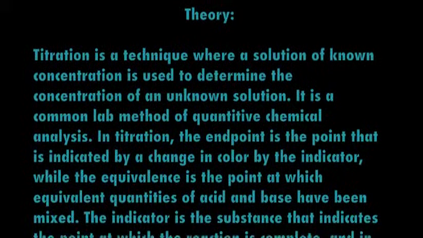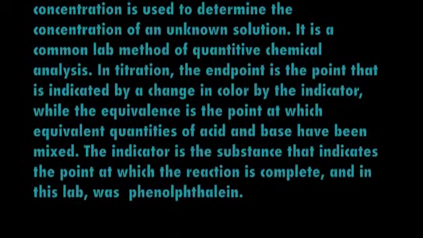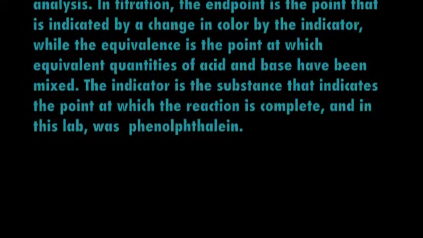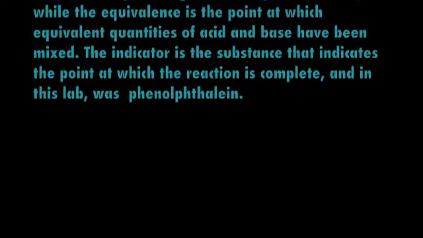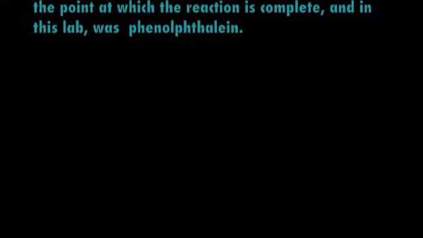In titration, the endpoint is the point that is indicated by a change in color by the indicator, while the equivalence is the point at which equivalent quantities of acid and base have been mixed. The indicator is the substance that indicates the point at which the reaction is complete, and in this lab was phenolphthalein.